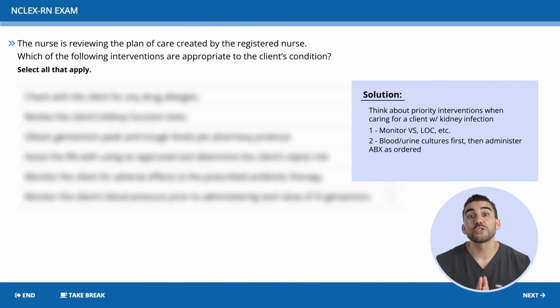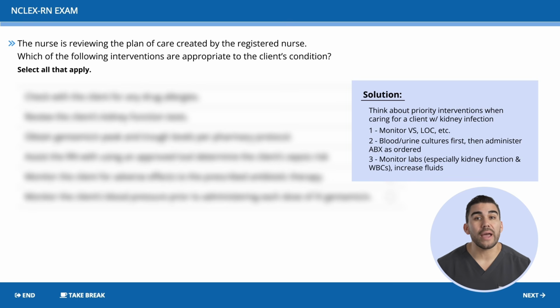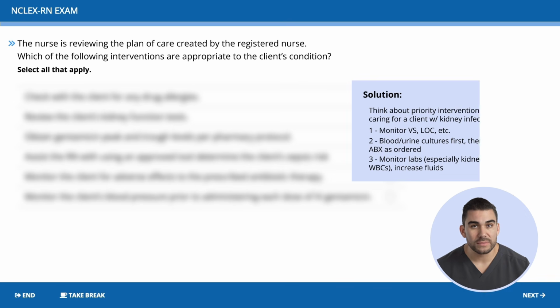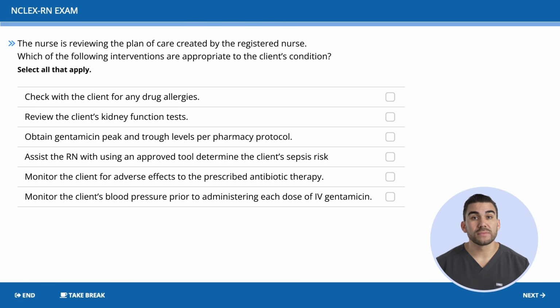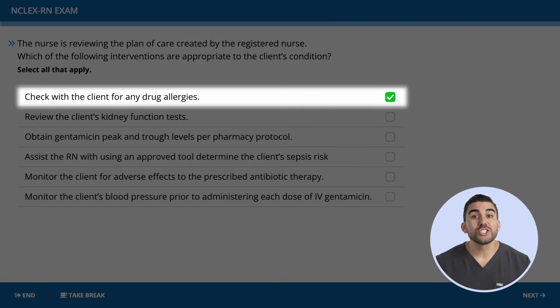Number two is cultures first with blood and urine, and then we give antibiotics. And then very lastly, we have to monitor labs, especially the kidney function labs, as well as WBCs, and increase fluids. So now let's look at the options here. So option one is correct. Check with the client for any drug allergies. Well, obviously, that is the safest consideration before giving any drugs, but especially antibiotics.